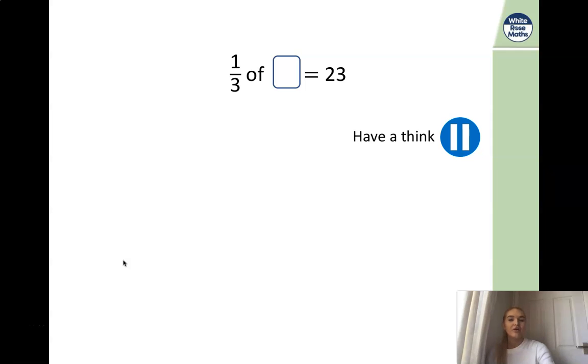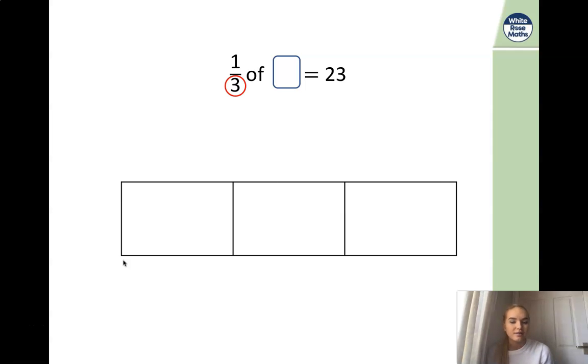So 1/3 of something equals 23. We know that we are looking for a third. So how many parts to our bar model are we going to need? That's right, we're going to need 3 parts. Now we know that we are only looking for 1 part, so we can shade in one of those parts.